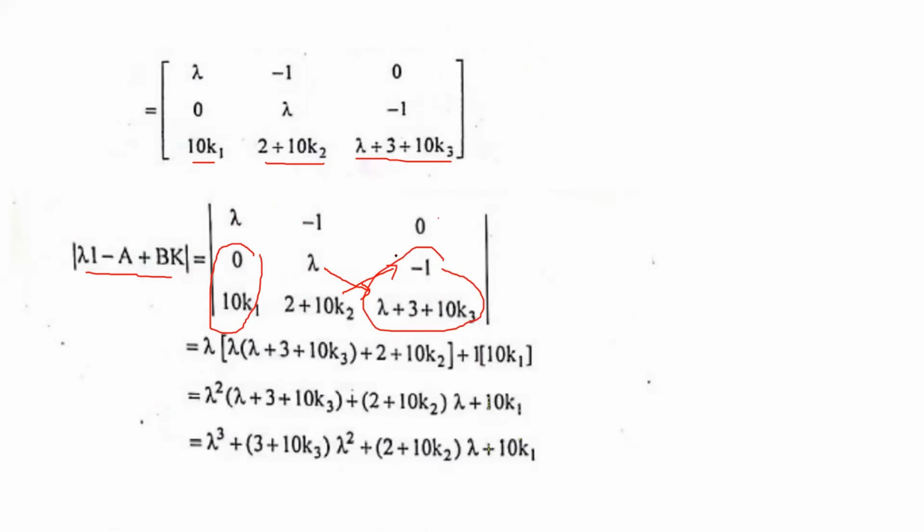If I go to the last one, 0 into multiplication of this submatrix will give 0. Therefore, if you find the determinant of that matrix, finally I can obtain the expression like this. Look at this one: lambda cubed plus (3 plus 10k3) multiplied with lambda square, plus (2 plus 10k2) multiplied with lambda, plus 10 into k1. Let this be equation number 2.